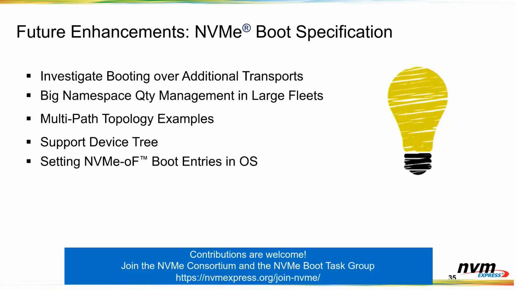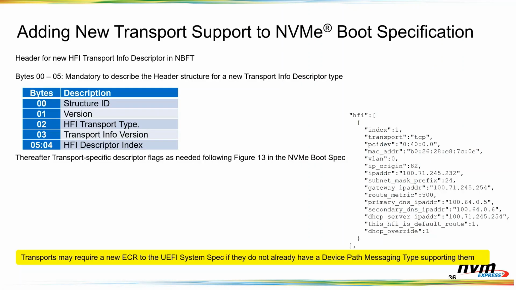For the specification, it standardized the basic constructs to booting over NVMe and NVMe over Fabrics, but more needs to be done. For instance, we'd like to investigate booting over additional transports above and beyond TCP. We'd like to see work done on big data namespace quantity management in large fleets that Doug alluded to. We'd like to see more multipath topology examples, support for device tree, and setting up of NVMe over Fabrics boot entries in the OS itself. And I think Doug's going to take it away with how one might add new transports.